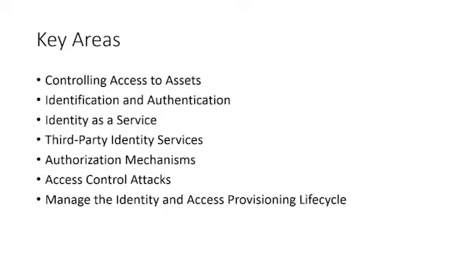So let's talk about domain number 5 now. Identity and access management, or controlling access and managing identity. Now the key areas that we need to talk about, because we know the CIB's got some key areas that they're kind of helping point us in the right direction.